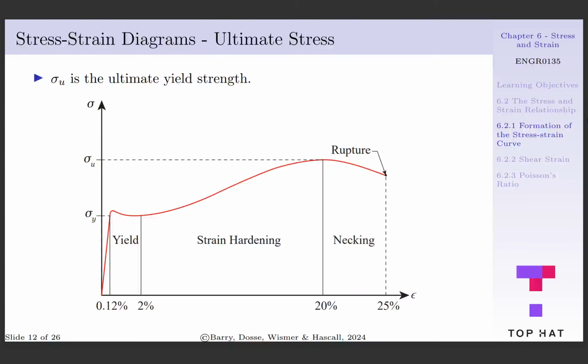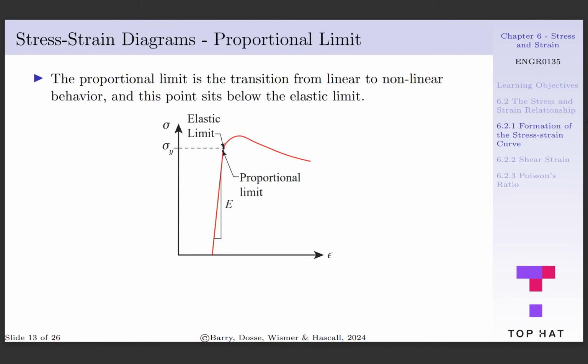Sigma U is the ultimate strength of the material and is the maximum stress that a material can withstand. Note that sigma U exists when there is about a 20% strain within the system. This will result in a major deformation within the system, so we don't ever want to use this as a design point.